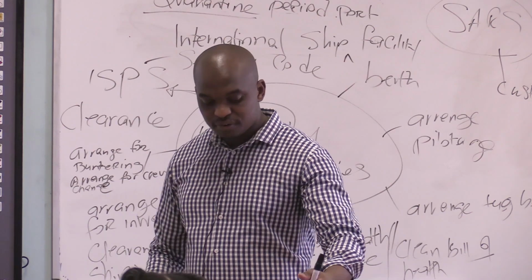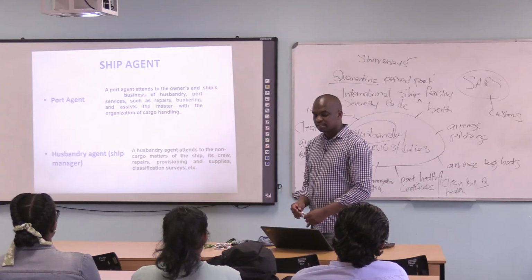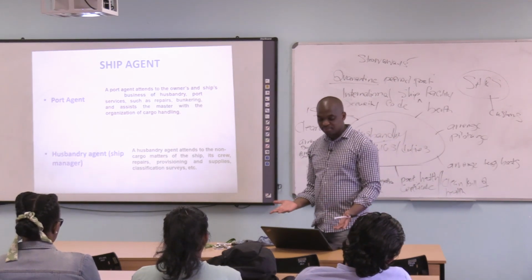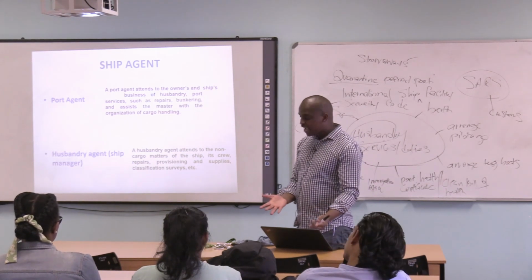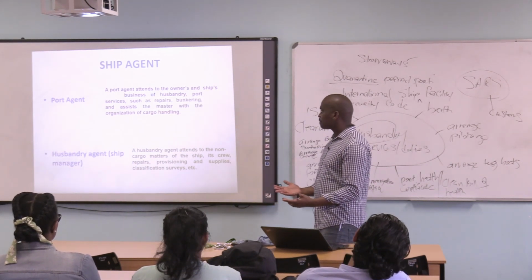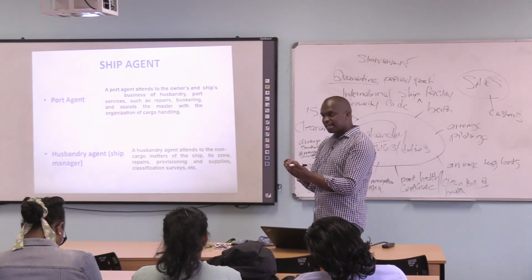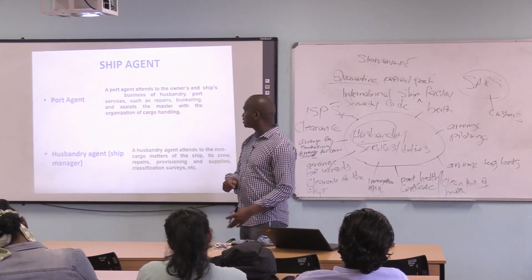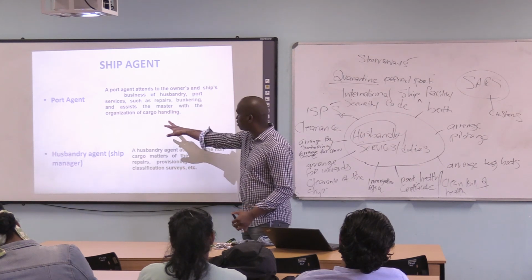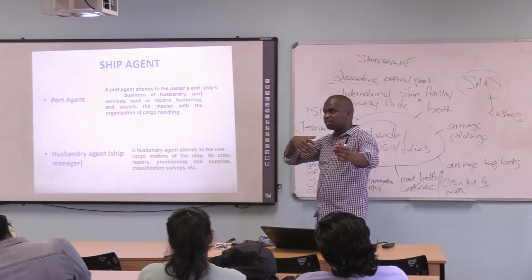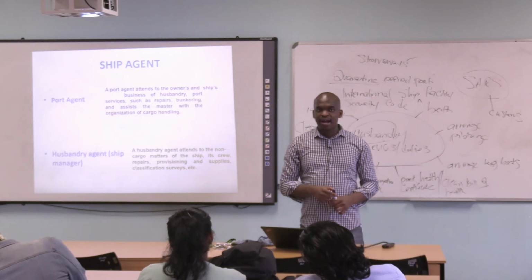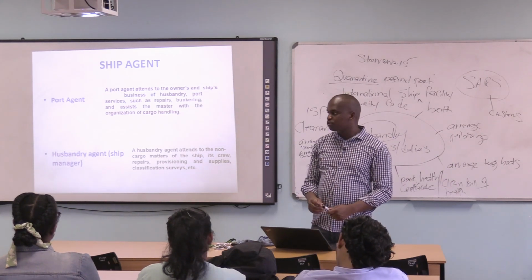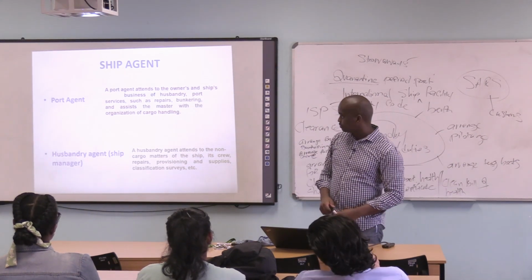Okay, so as I said earlier on, the duties of the port agent might not be as wide as those of the husbandry or ship agent or ship manager. So port agents, in some instances, would be restricted to only performing duties such as maybe arranging repairs and bunkering and assisting the master with the organizing of cargo handling only. Whereas the ship agent duties may go as wide or as far as doing all the other additional duties, which might include other things as well that are not stipulated here.